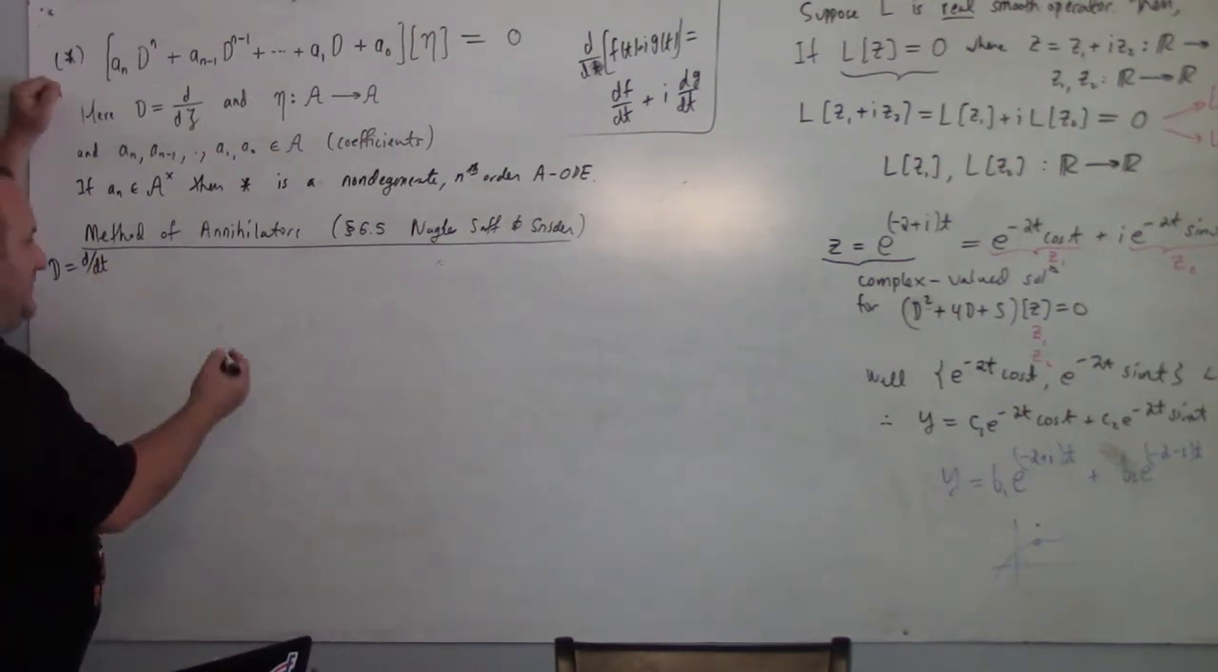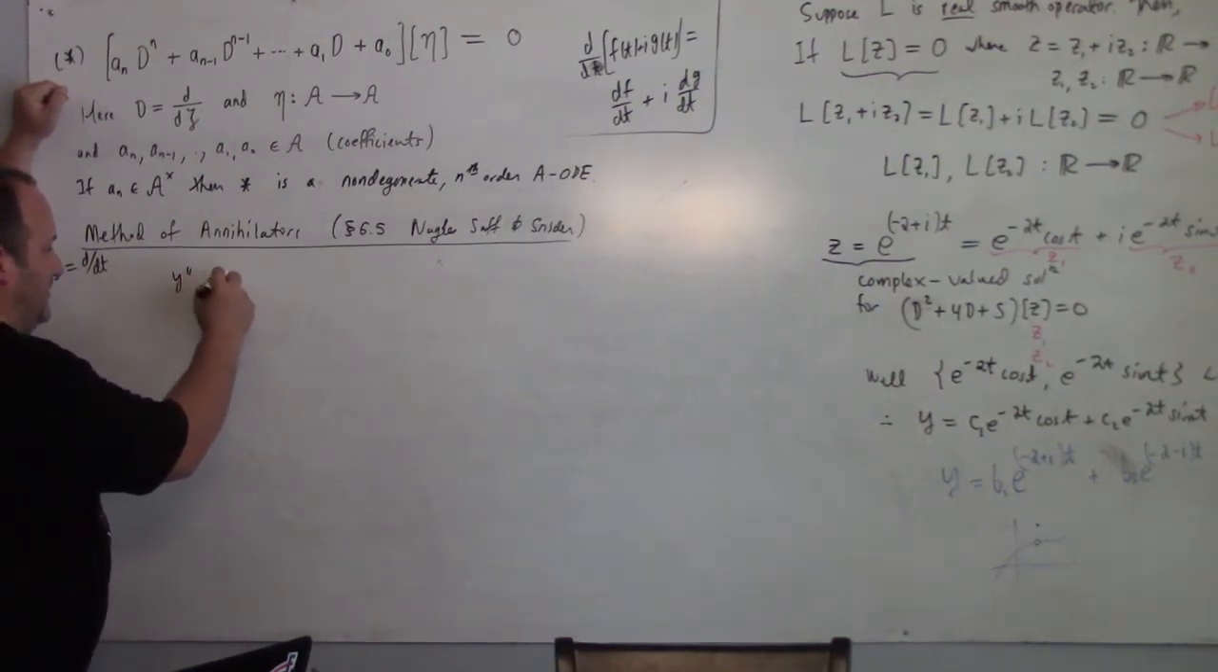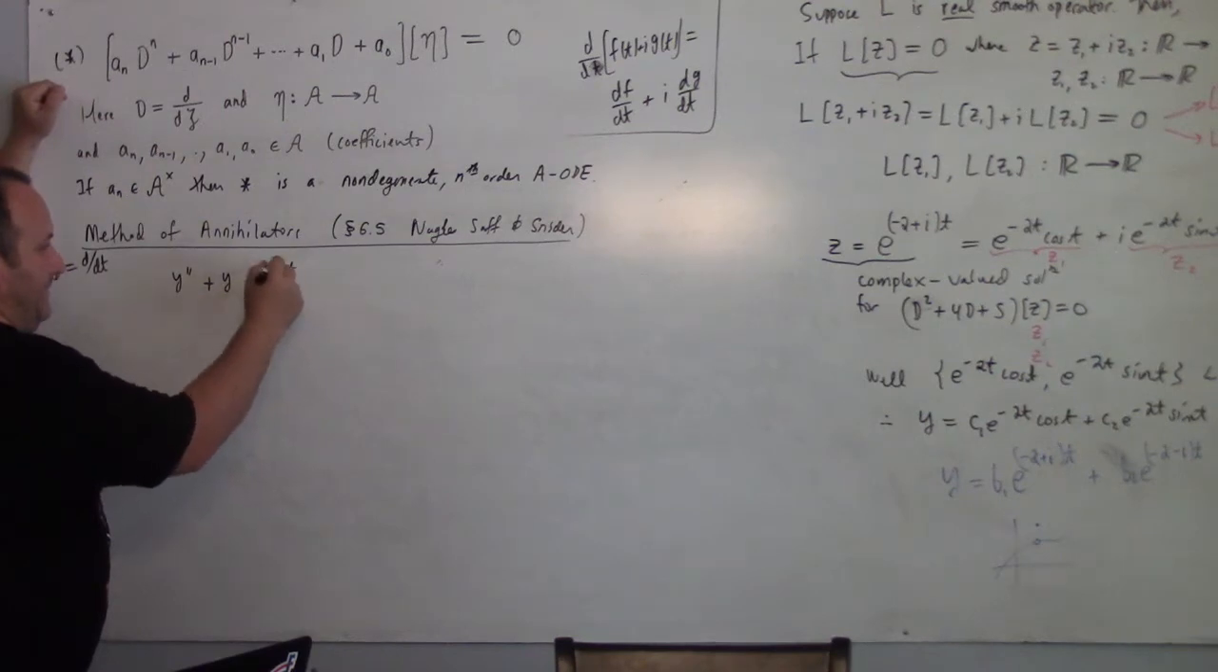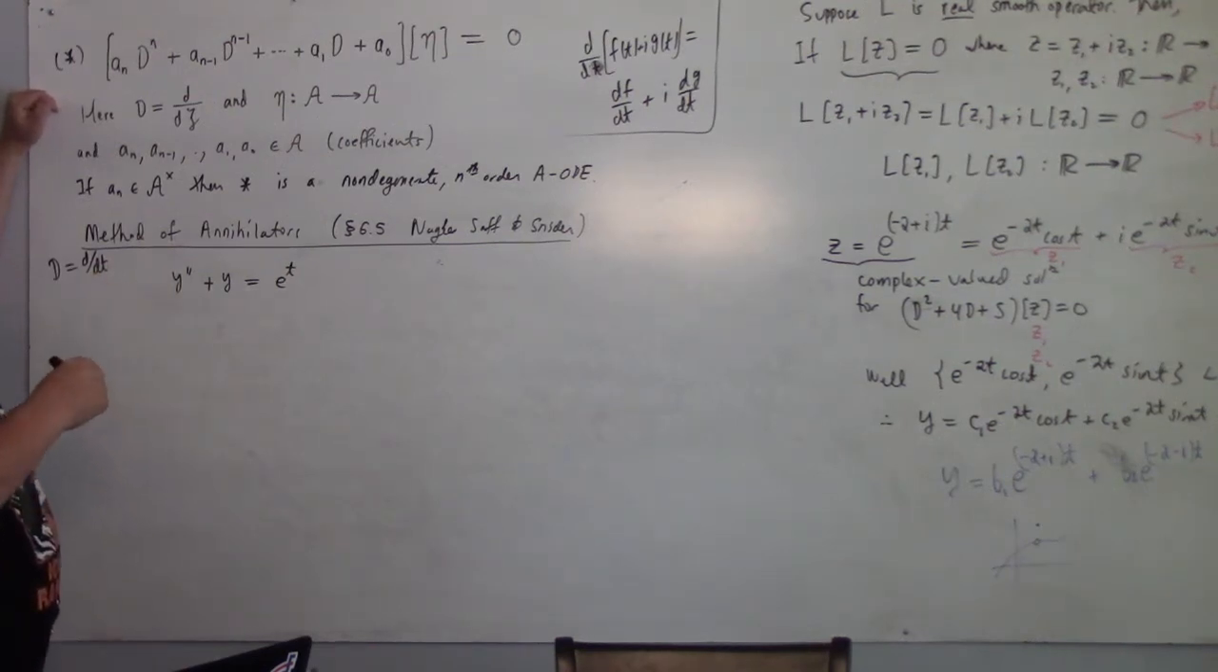So what is the method of annihilators? Let me show you. Here's an example: y'' + y = e^t. All right, so how do you want to solve this? In your course, you write down the homogeneous solution, and then you add the particular solution. How do you form the particular solution?